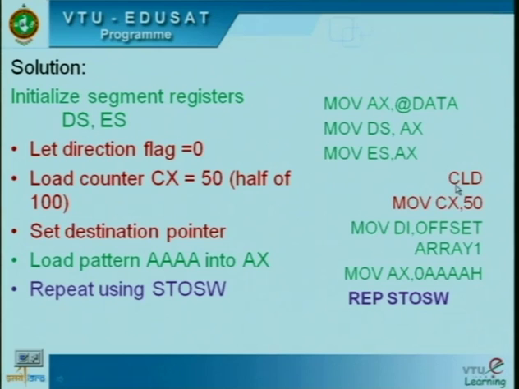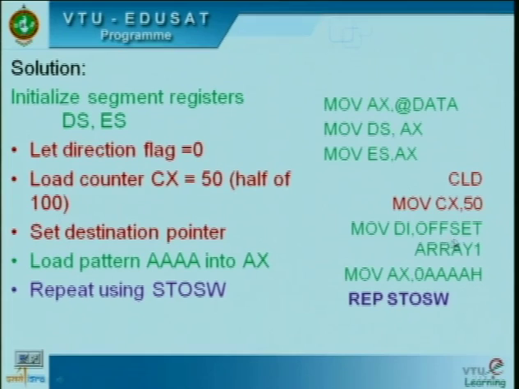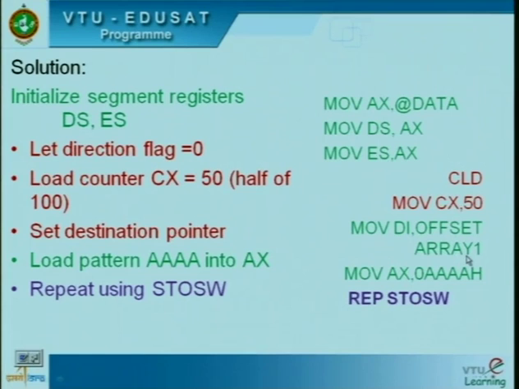And let the direction flag be equal to 0. For this, CLD, that is clear direction flag, and we load the counter with 50, that is half of 100, MOV CX, 50, so that I can use the stores W instruction. For stores W, I don't need 100. If it's 100 bytes, the CX will be 50. Then set the destination pointer. Here the destination pointer DI is loaded with array 1, that is, DI is pointing to array 1 data.